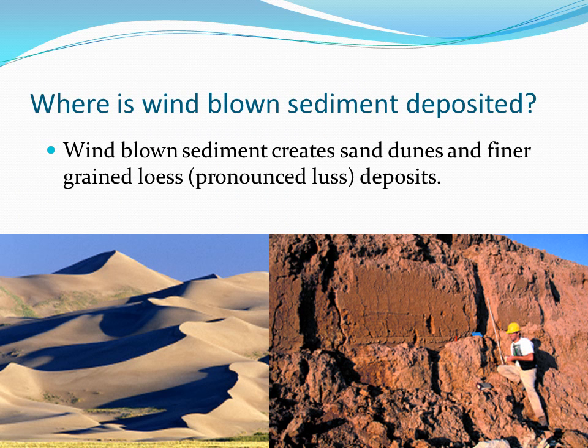Where is wind-blown sediment deposited? Wind-blown sediment creates sand dunes and finer-grained loess. So, L-O-E-S-S, a loess deposit. So the images that I have here, we have complex sand dunes in Great Sand Dunes, Colorado, that's pictured on the left.